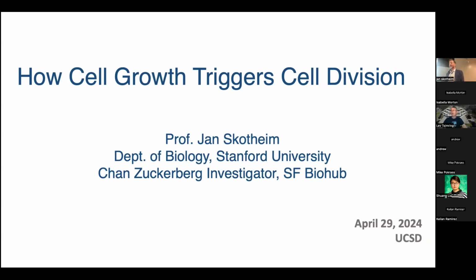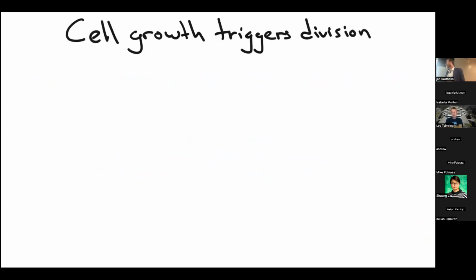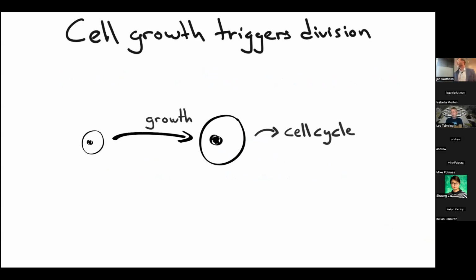So today I'm going to talk about my favorite question in cell biology, and that's the question of how it is that cell growth triggers cell division. In fact, the question as posed is really simple. A lot of cells grow, and there's a growth requirement for many different types of cells in order to enter the cell division cycle and divide.